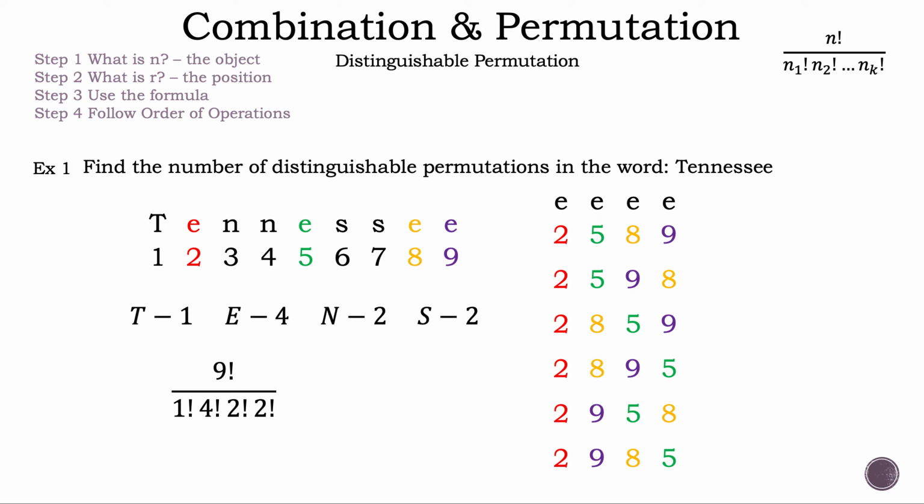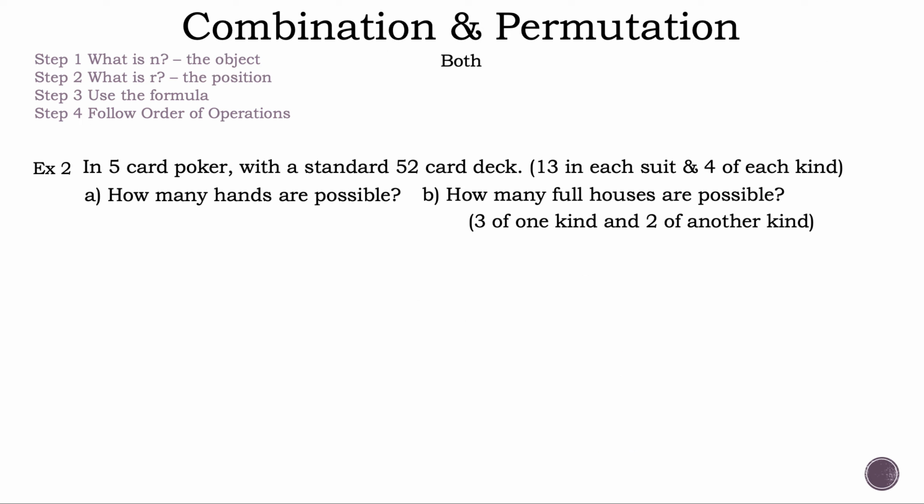Now, we don't need to put 1 factorial for T, since 1 factorial is 1, but that's okay, let's put it anyway. And that follows the formula, N factorial all over N sub 1 factorial times N sub 2 factorial times N sub k factorial. And if you put it into the calculator or simplify, the result is 3,780. That is example 1. Let's move on to example 2.